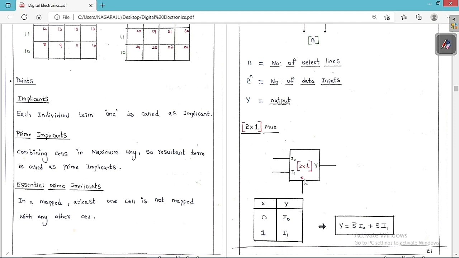When S is equal to 0, this input is activated, so the output is equal to I0. Similarly, if S is equal to 1, this input is activated, so Y is equal to I1. So what is the expression? The output expression is Y = S̄·I0 + S·I1. This is a very important point, and this is the expression that you always have to keep in mind.